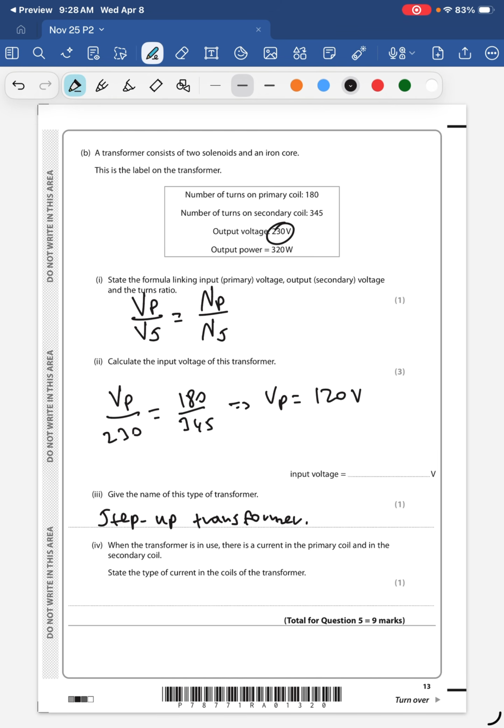4, when the transformer is in use, there is a current in the primary coil and in the secondary coil. State the type of current in the coils of the transformer. So it's basically AC current, okay? AC DC. Sorry, that's the rock band. So transformers work with AC current. Okay, this was question 5.